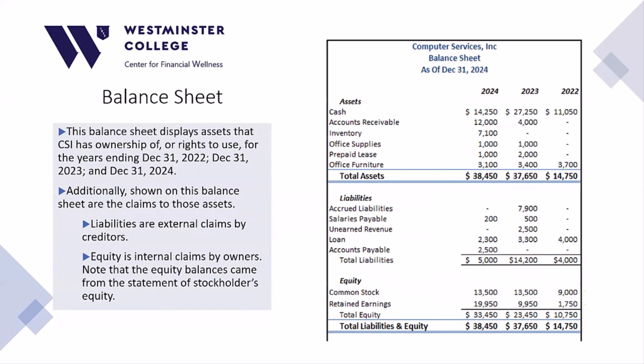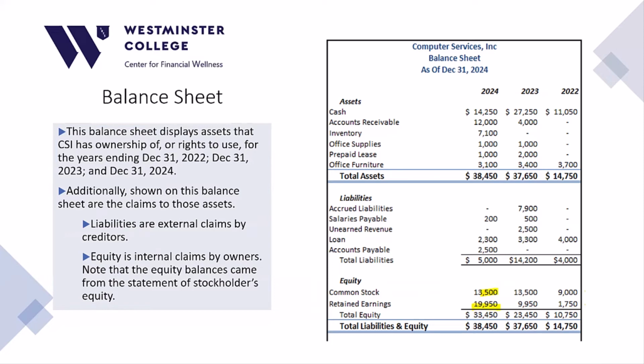Okay, so here's our balance sheet. It's our favorite one. This financial statement provides information about the stuff of value, the assets that the company owns or has rights to use. Also shown are the external claims, the liabilities, and the internal claims, the equity. The amount shown in the common stock and retained earnings accounts came from that statement of stockholders' equity that we just looked at. So you might recognize these balances right here, the 13,500 and the 19,950 that we just talked about.